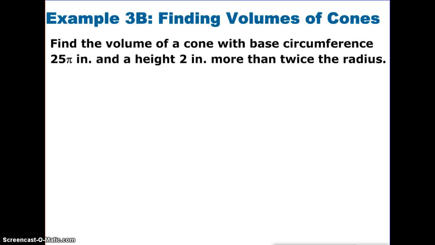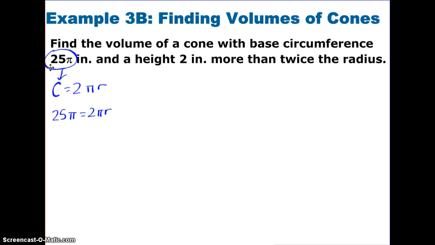Find the volume of a cone with a base circumference of 25 pi inches and a height of 2 inches. Now the problem is that we need the radius in order to find the area of the base, and we're not given the radius. However, we are given that the circumference is 25 pi. So if circumference equals 2 pi r, I would take this 25 pi and plug it in for circumference. So 25 pi equals 2 pi r.